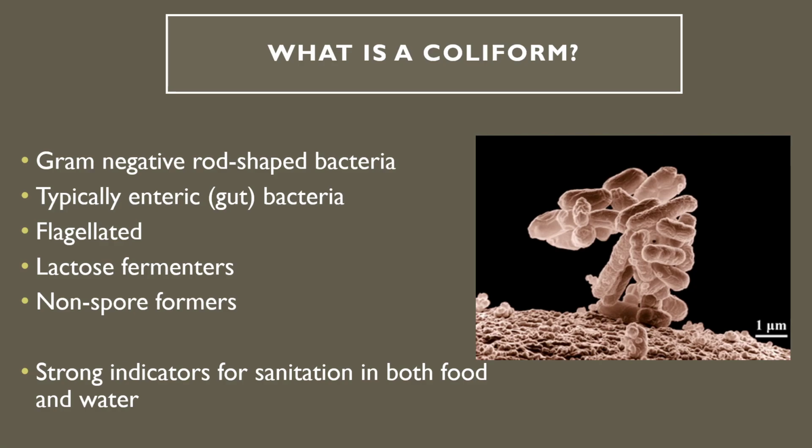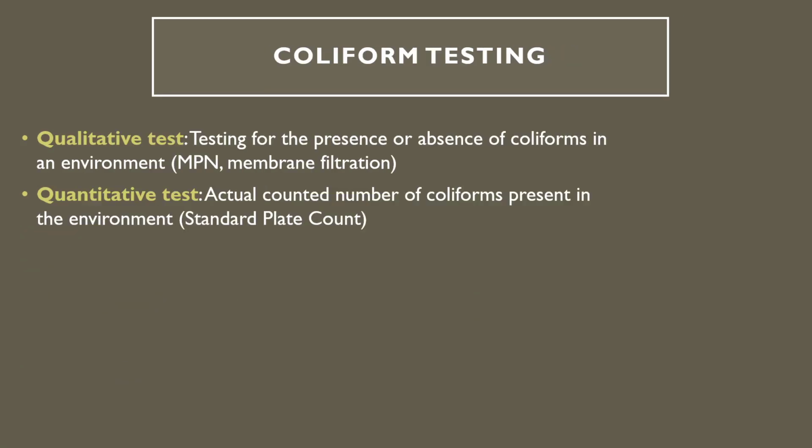Okay, so first off, what is a coliform? A coliform is a gram-negative, rod-shaped bacteria. They're going to be typically enteric or gut bacteria, so they're based in the digestive tract. They're going to be flagellated, so they're going to have flagella, lactose fermenters, and they will not form spores, okay? No spores. So these are going to be really good indicators of sanitation in both food and water. So if there's a lot of coliforms in the food, then that means that the food or water does not come from very sanitary conditions.